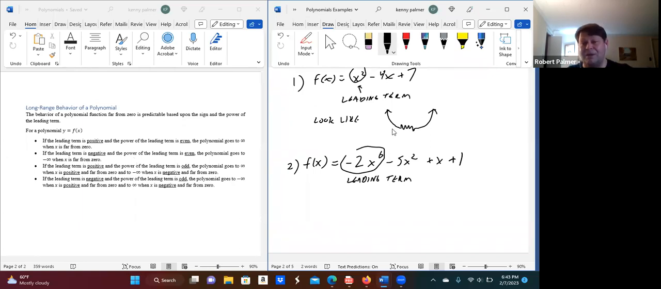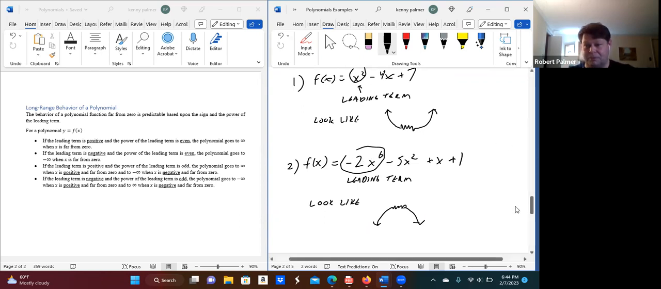So basically, this looks like the previous one flipped over. So far from 0, it's going to look like this. And once again, we don't know what's happening close to 0. But we know that far from 0, it's basically going to go to negative infinity. That's because far from 0, it's going to act a lot like this leading term. Let's take a look at that.